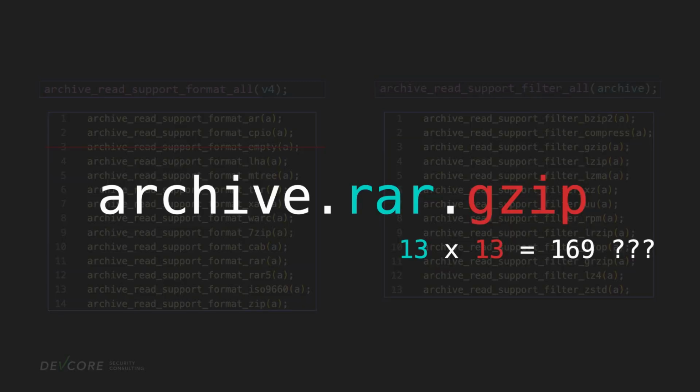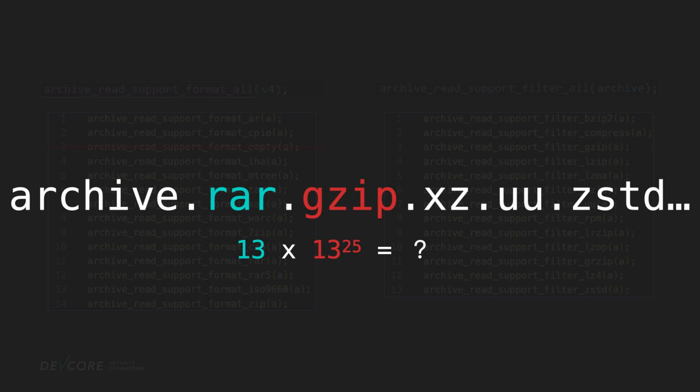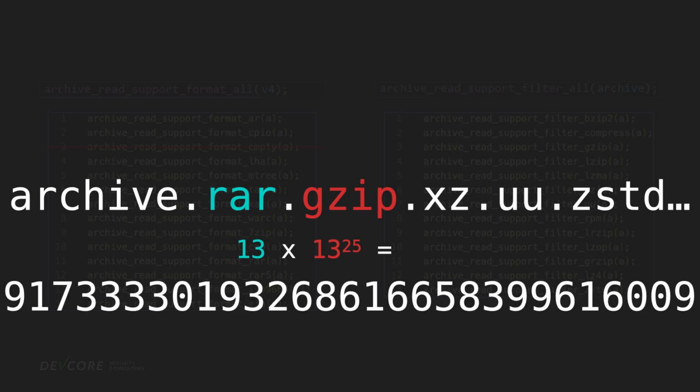So does that mean Windows 11 actually supports 169 file formats? Wrong, more than that. You can apply up to 25 filters to a file. So that's a huge number.